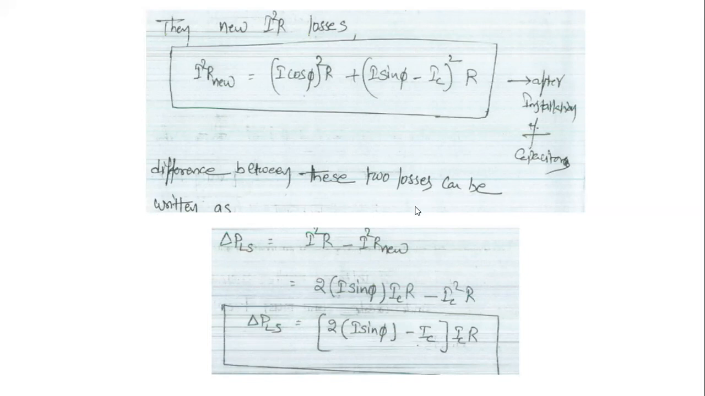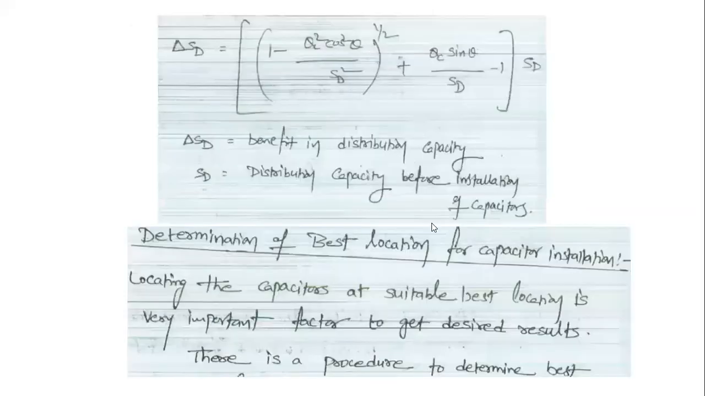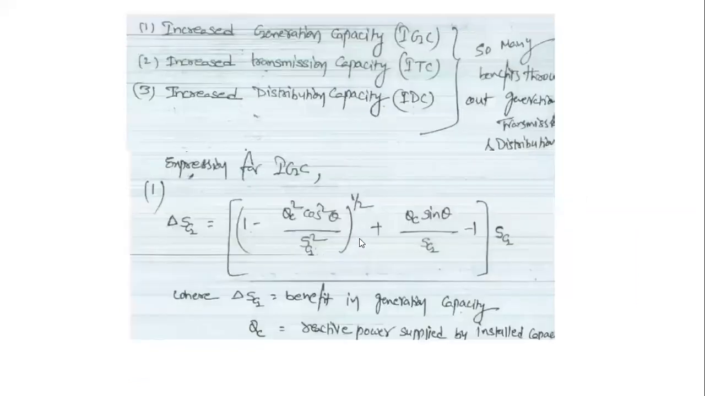Is it clear? This is the best location of the capacitor installation, determined by using that power loss calculation formula. Clear?